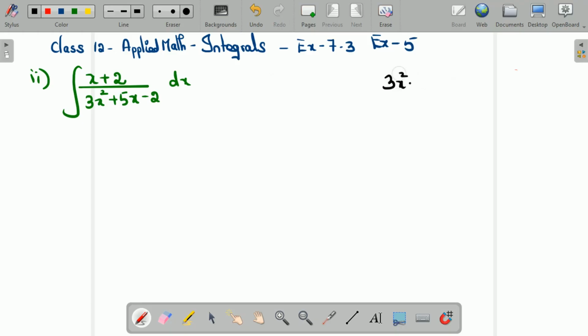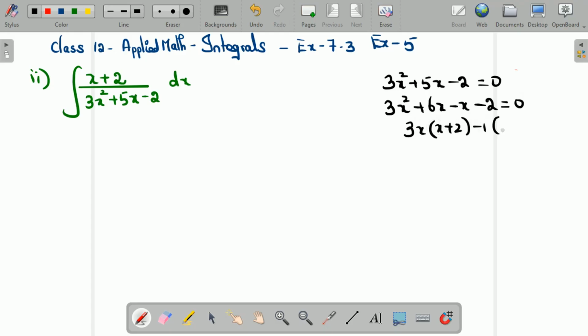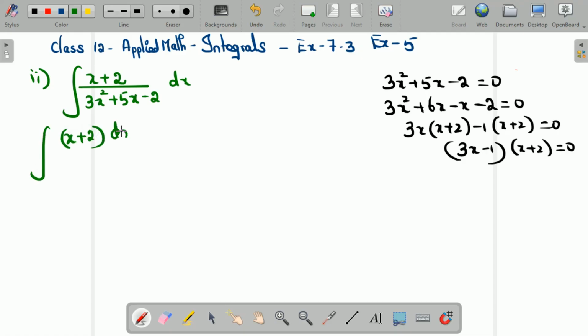So 3x squared plus 5x minus 2 is equal to 0. I'm splitting this as 3x squared plus 6x minus x minus 2 is 0. So take 3x outside. So this will be x plus 2 minus 1 into x plus 2 is 0. So 3x minus 1 into x plus 2 is equal to 0. Now I am substituting it in this integration. So the numerator is x plus 2 into dx. Denominator is 3x minus 1 into x plus 2.